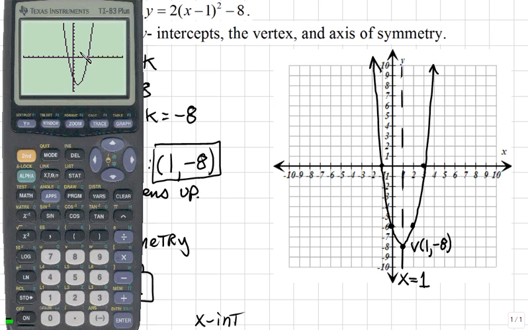This confirms that our graph is correct for the graph of y equals 2 times x minus 1 squared minus 8. So this is the conclusion of this video.